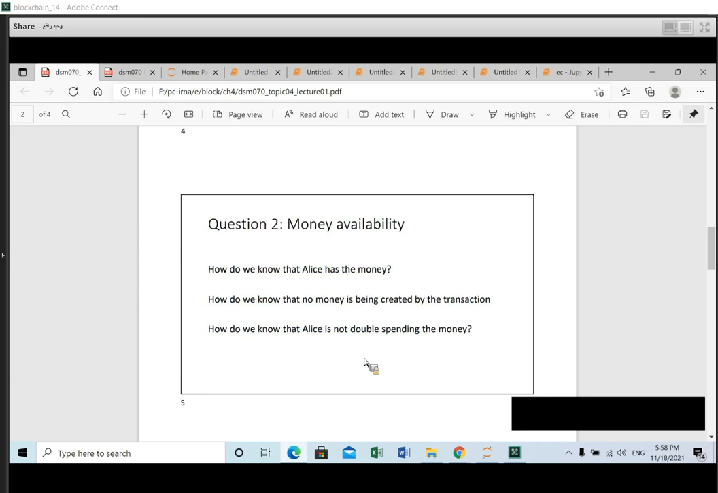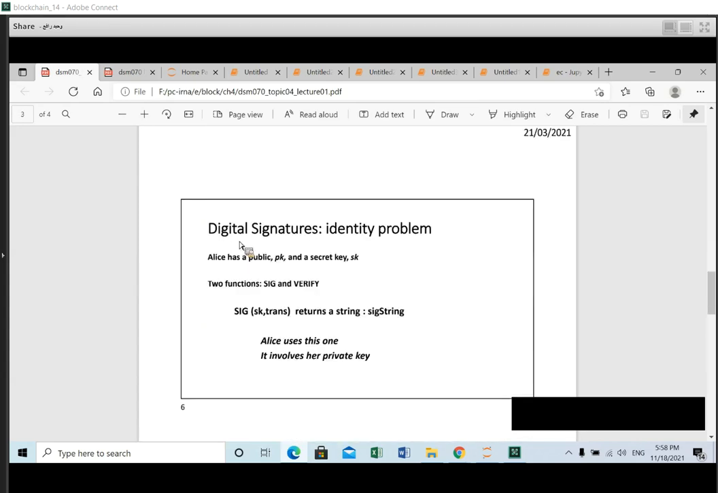Another question: how do we know that no money is being created by the transaction? Digital signature prevents tampering with the information, but double spending must be answered later when we discuss the blocks and mining, okay? So we cannot answer this question now. Later we will answer it. And this is digital signature.